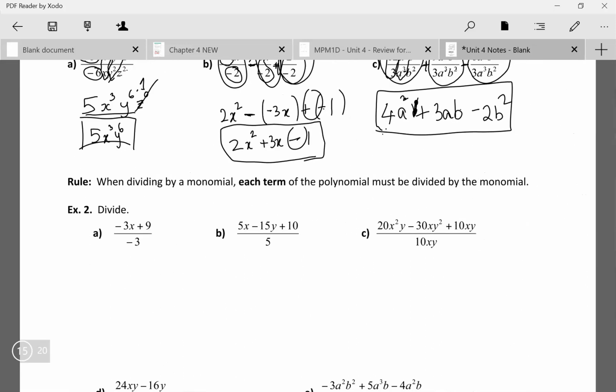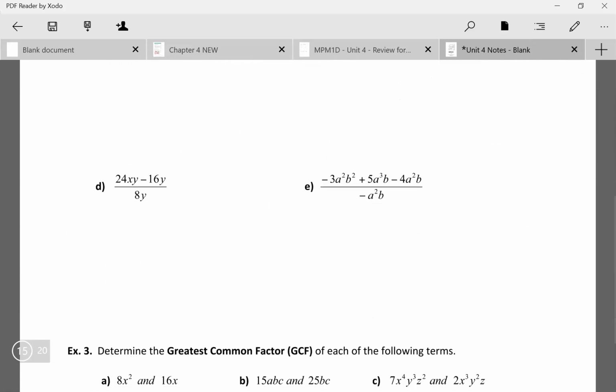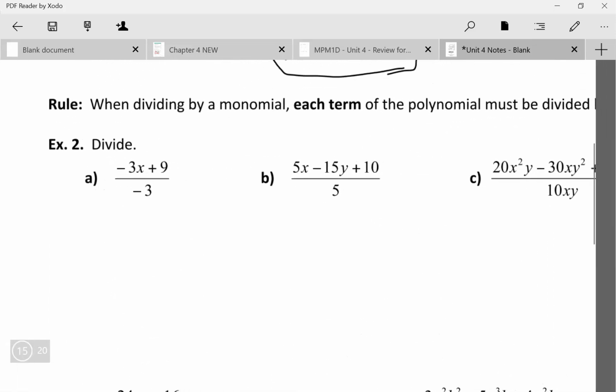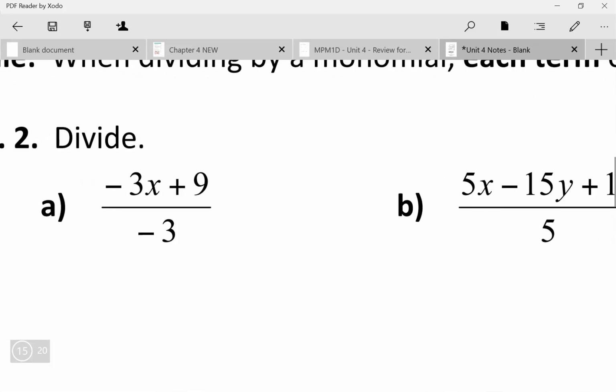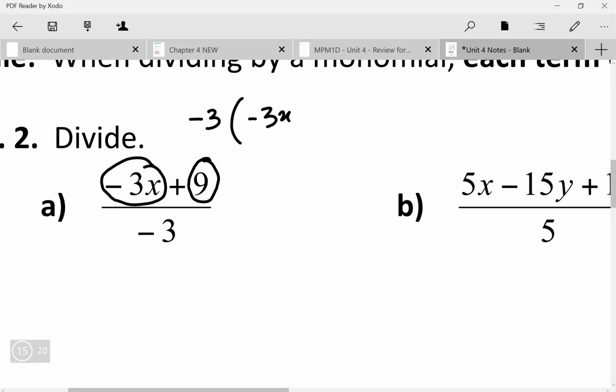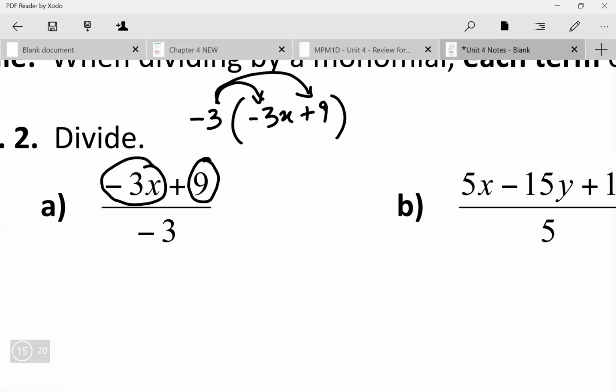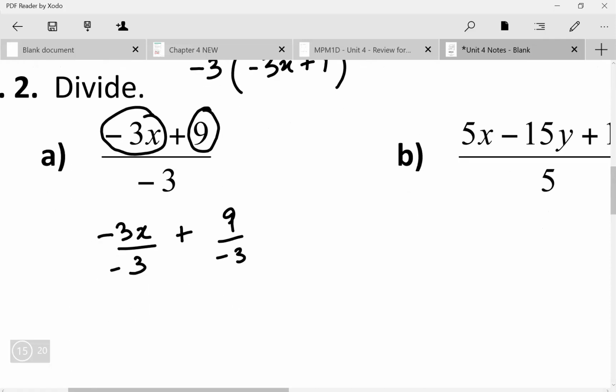So this is a polynomial. So this is an extension. We're going to divide a polynomial by a monomial. So we'll see here that we have 2 different terms in the numerator and 1 term in the denominator. Just like multiplication, if we had -3 times -3x plus 9, we would use the distributive property. We would put the -3 and multiply with the -3x and with the 9. The same way, this can essentially be written as -3x divided by -3 plus 9 divided by -3.